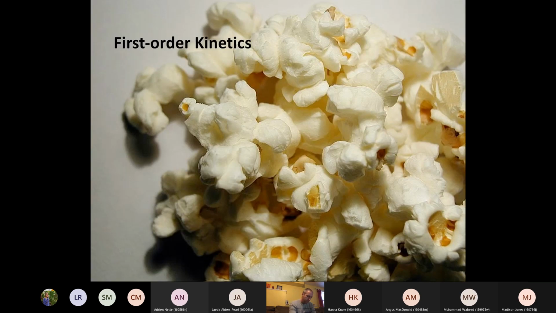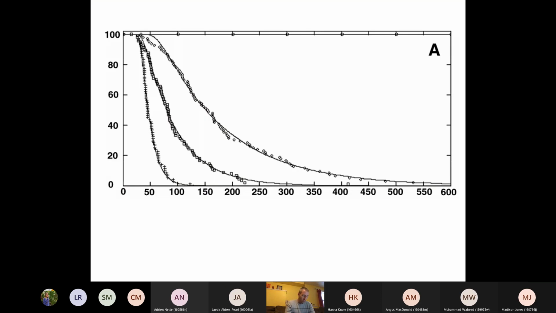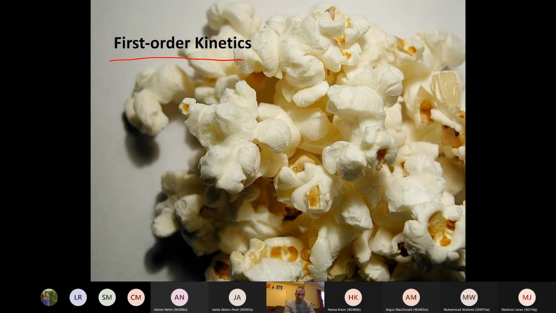All right, so what's an example of first order kinetics? I told you before an example of first order kinetics was popcorn popping, and actually someone has studied this. What they did is they recorded the sound of popcorn popping. They heated oil up to a certain temperature, threw the popcorn into the oil, and recorded the audio. They ran the audio through software that could detect every individual pop. And so they knew how many kernels they put in. Every time there was a pop, they knew there was one less kernel remaining.